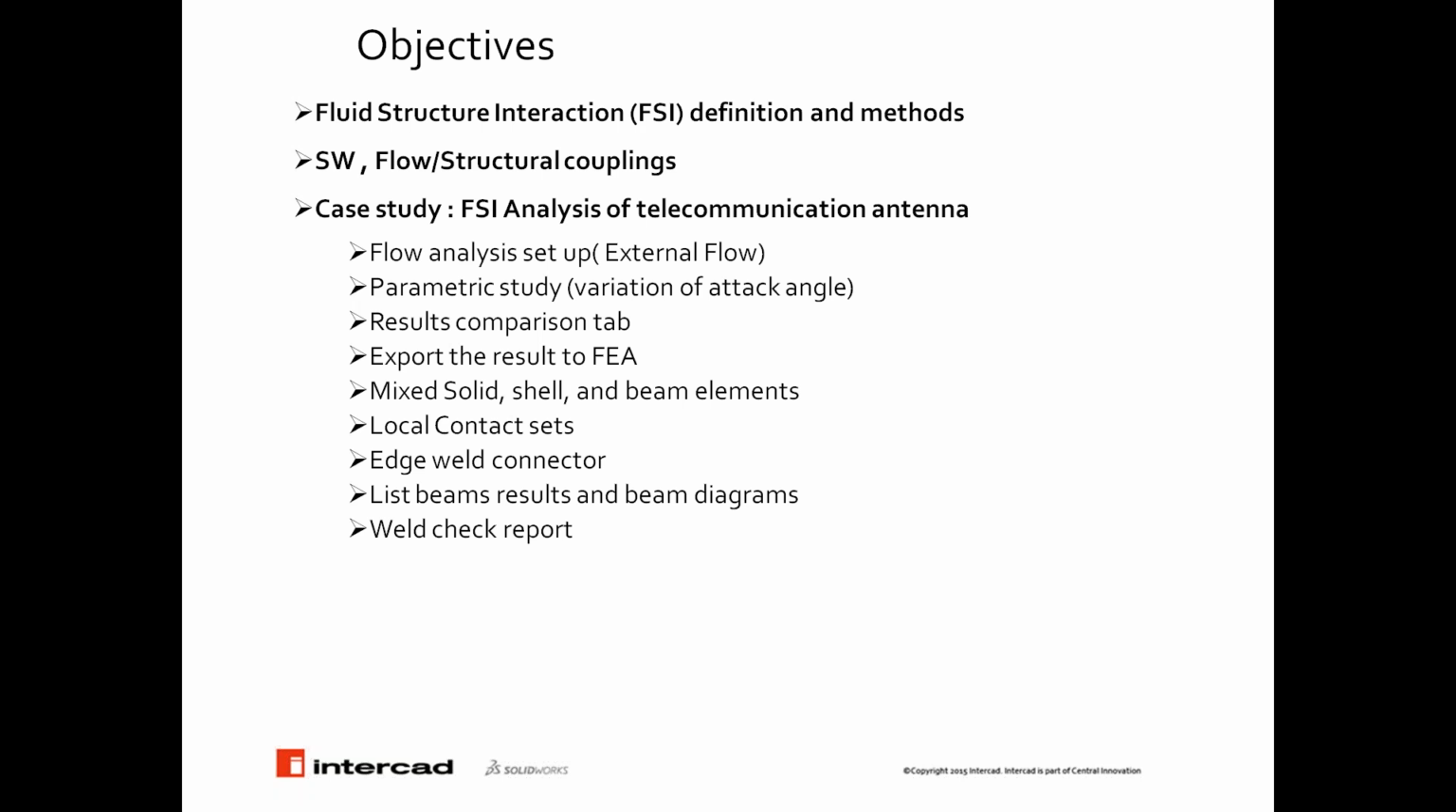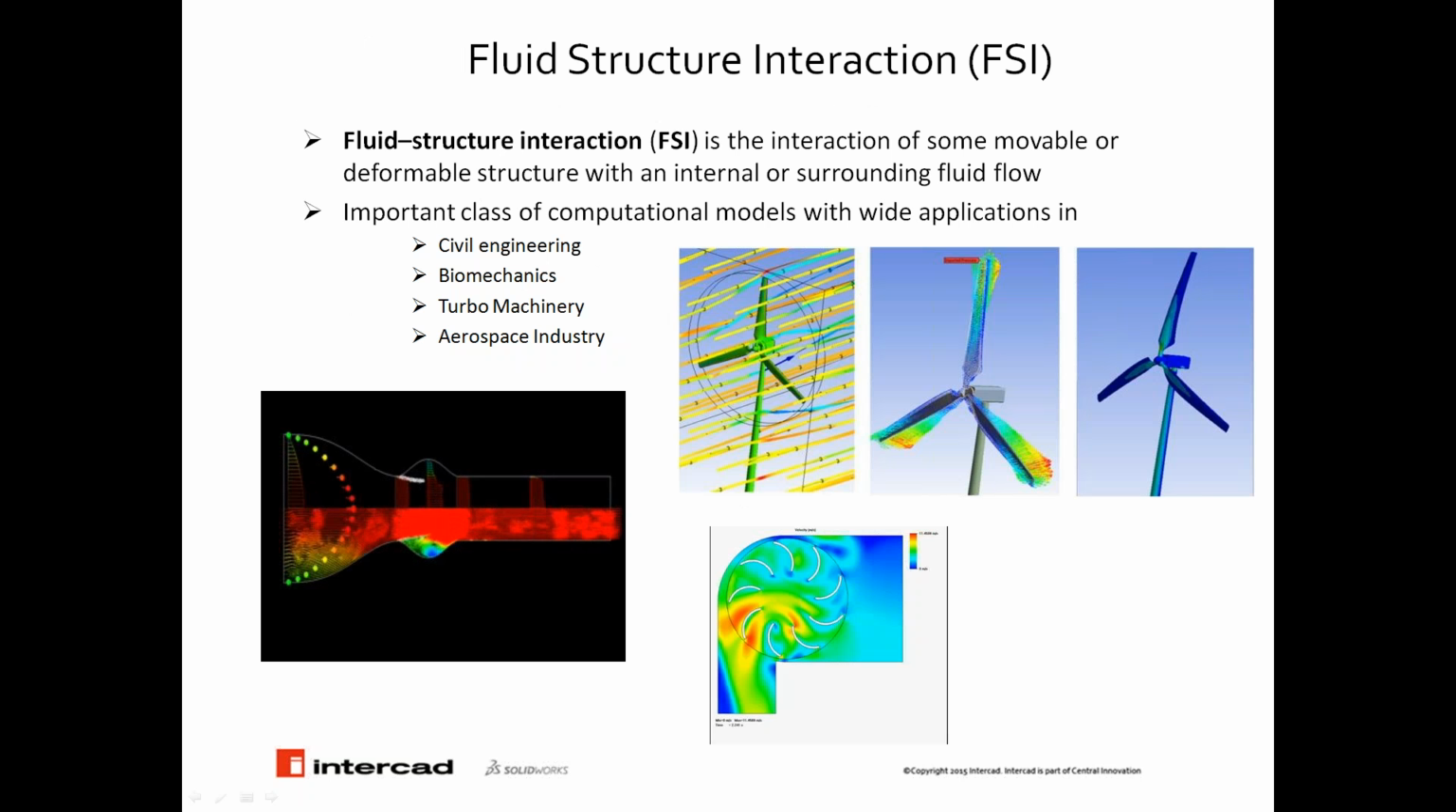Since we've done the solution, we will go over the beam results and beam diagram, and also the stress and displacement distribution over the object. And then we go through the buckling check report and see whether the design we have is withstanding the load as we desired. Alrighty. So let's start with the definition of fluid structure interaction.